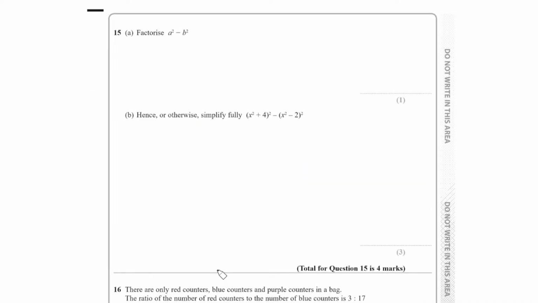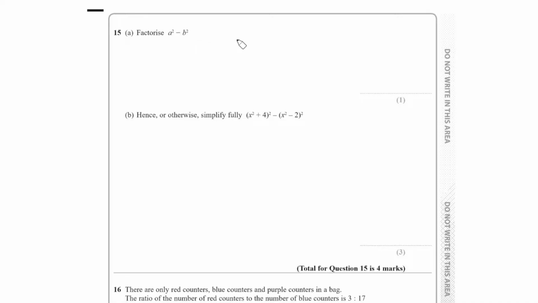So question 15. We've got, again, some kind of factorizing. Hopefully you can recognize what this is very specifically. This is the difference of 2 squares. We've got 2 squares, a squared, b squared, and the difference.